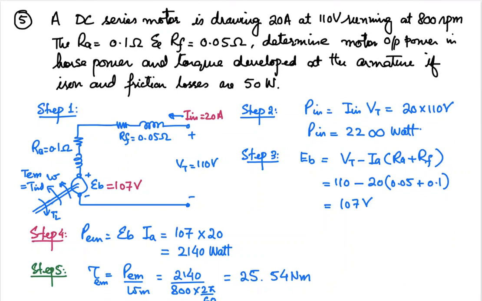Bismillahirrahmanirrahim. In this video, we will discuss some of the examples related to the DC machines. Our first example is related to the DC series motor that is drawing 20 ampere at 110 volt and is running at 800 rpm.